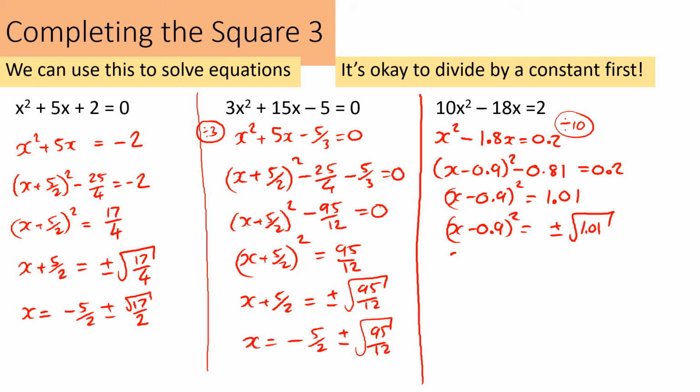And we should have got rid of the square there. And then we could finally add our 0.9 across. And there you go.